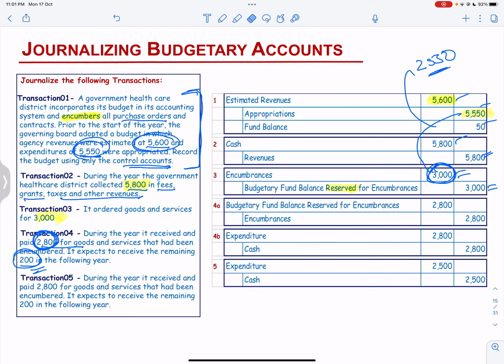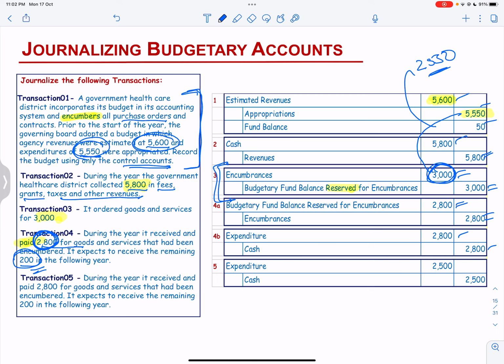So first of all, this entry is going to be reversed, and we are going to reverse it by the amount of material we have received, that is 2,800. So budgetary fund balance reserve for encumbrance is debit and encumbrance is credit by 2,800. Once we have reversed the encumbrance, we are going to record the payment, and you can see here that they have paid 2,800. So expenditure is debit and cash is credit. If they don't pay it, then obviously vouchers payable will be debit.